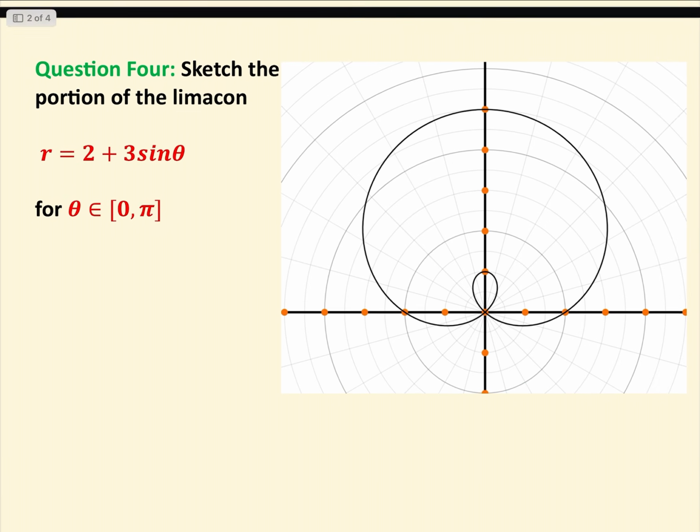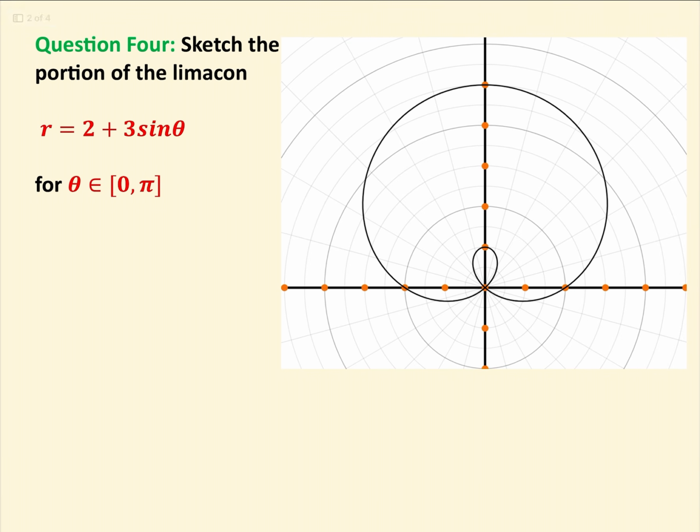Okay, let's move on to question number 4. Sketch the portion of this limacon r equals 2 plus 3 sine theta for theta contained in 0 to pi. So now we're only looking at a specific part of the domain. Well, first of all, let's just check that this curve is this one that we've got here. So basically we know that r max is this one. It's just a good bit of practice.